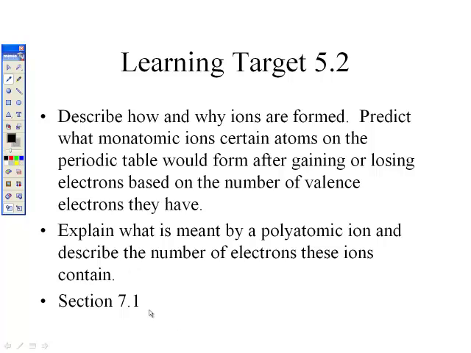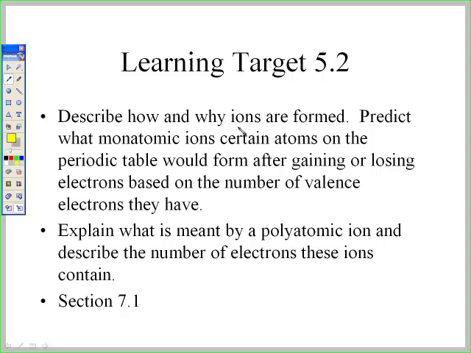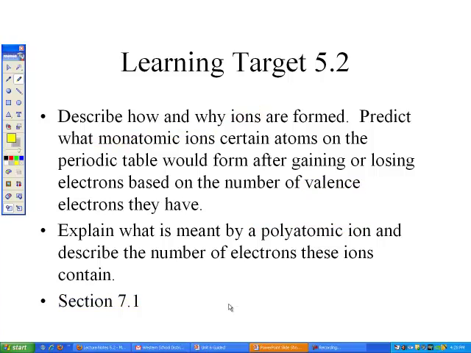Anyways, here we go with learning target 5.2. Go ahead and read you the learning target here. We are going to describe how and why ions are formed. We're going to predict what kind of monatomic ions certain atoms on the periodic table would form after gaining or losing electrons based on the number of valence electrons they have. So a lot of repeating stuff from last unit in there. Also, we're going to explain what is meant by a polyatomic ion and describe the number of electrons these ions contain. If you need more information, section 7.1 in your book is the place to go, or you can come see me, of course. So here we go.